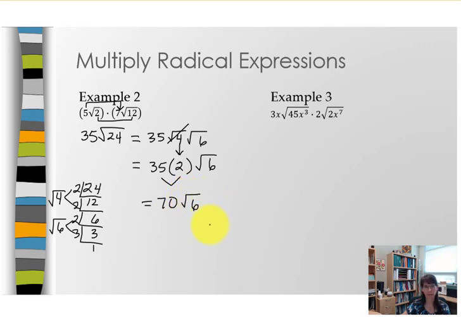That's our final answer. So notice how we often are using this factor ladder to help us break down our radicands into perfect squares because we're working with square roots.